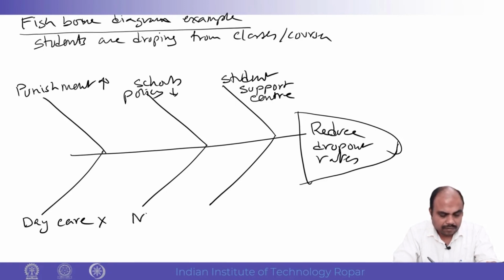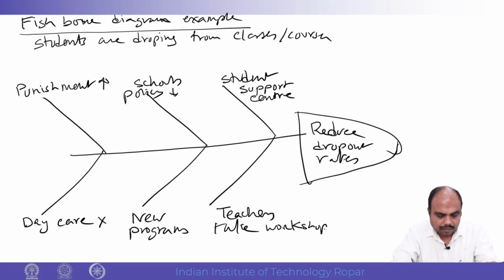They also found that the committee has to make new programs, and then teachers need to take workshops to support the students. So they have found, in a very simple analysis, that if they can do all these things, then they can reduce the dropout rates, and then the school will have more students. So this is a very simple way of analysis. And for each of these, they can go for detailed understanding of the reason.